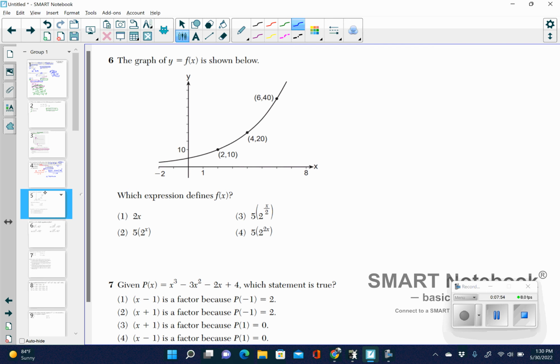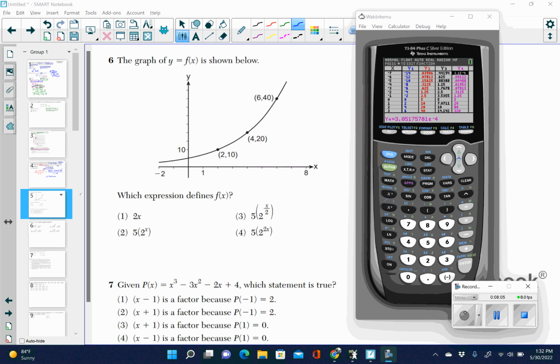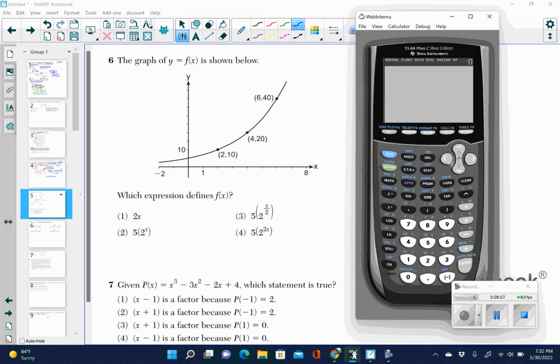Number 6, it says the graph of y equals f of x is shown below, which one defines it? So this is just a matter of taking these and plugging into the calculator. So I'm going to pause while I do that. All right, and just like that, we're back. So I plugged it in. That's why the music is different now. I put the first one in under Y1, second one under Y2, so on and so forth.